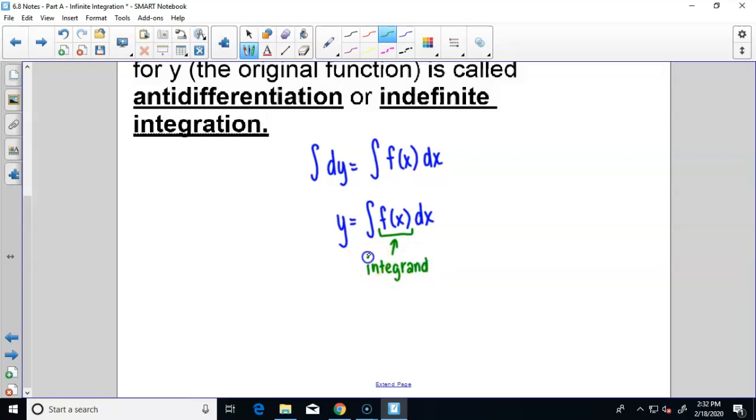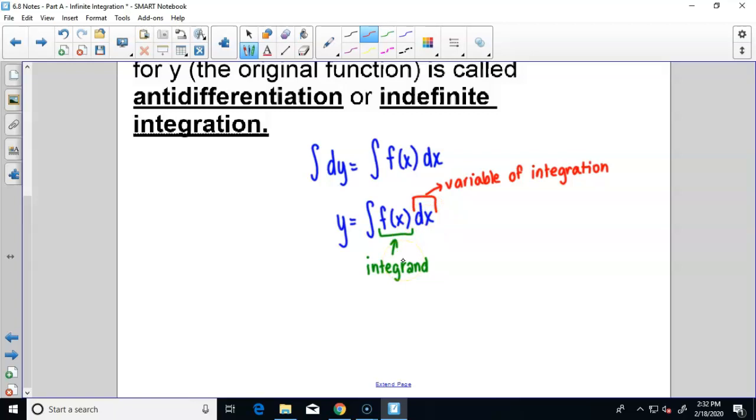And the integrand is what you're taking the integral of. It's whatever function you're taking the integral of. This part right here, the dx, that is my variable of integration. And so that dx has to be there on every problem.